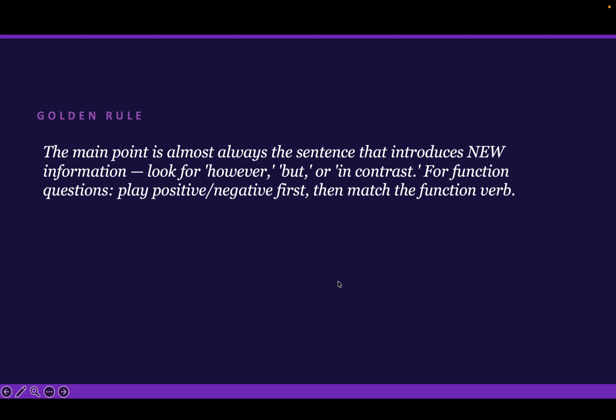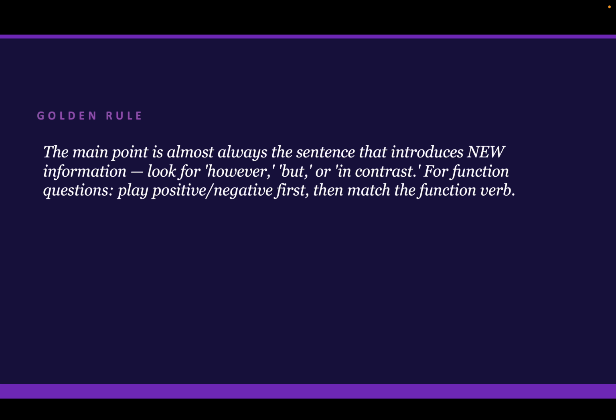The golden rule would be that the main point is almost always the sentence that introduces the new information. So look for that however, but in contrast, look for that plot twist in the middle of the passage. That's usually a sign that you should be paying more attention. That's where the central claim is located. And once you find the central claim, you can then find the rhetorical goal of making that central claim or argument, of communicating that central idea to you, and that should give you your main purpose.